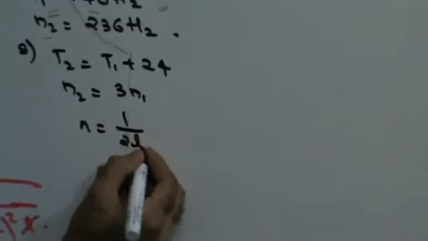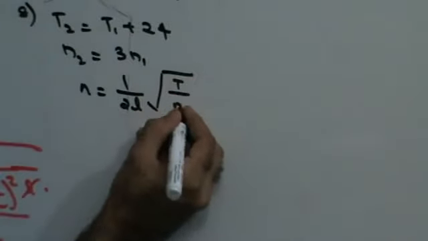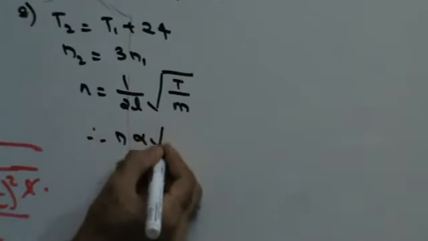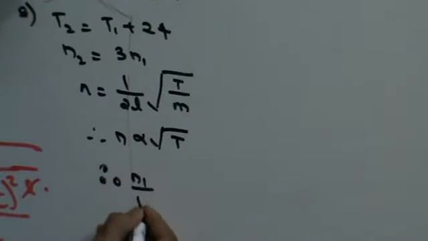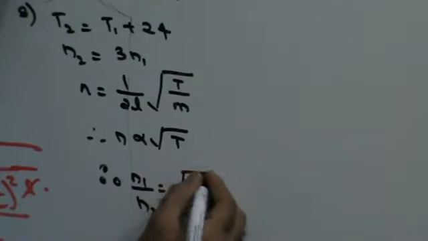N is equal to 1 upon 2L square root of T by M. Therefore, N is directly proportional to square root of T. Therefore, N1 upon N2 is nothing but square root of T1 upon T2. Fine, do we get this thing clear? Now, I should therefore be able to say that N1 square upon N2 square is equal to T1 upon T2.